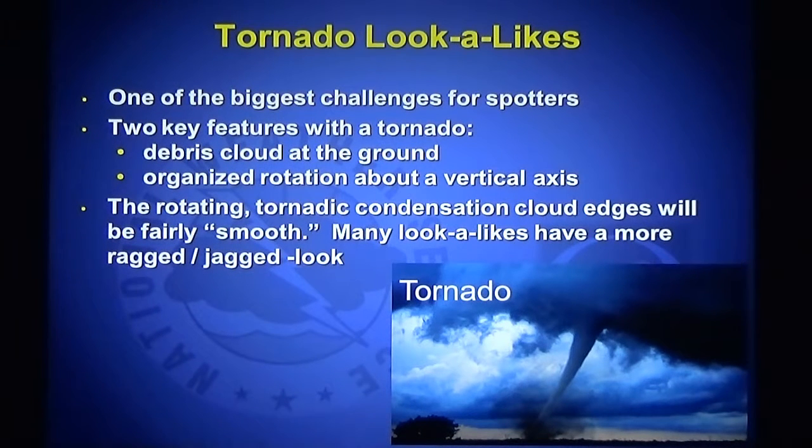One of the biggest challenges for weather spotters is determining if that really is a tornado I'm looking at. Two features with a tornado would be a debris cloud near the ground and organized rotation about a vertical axis. The rotating tornadic condensation cloud edges will be fairly smooth with a tornado. Many look-alike tornadoes, or things that look like tornadoes, I should say, have a more ragged or jagged look to them.